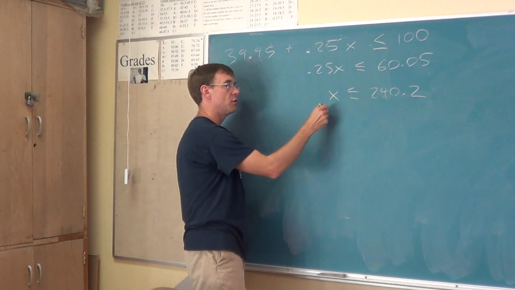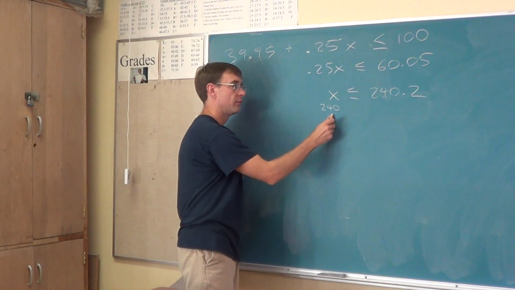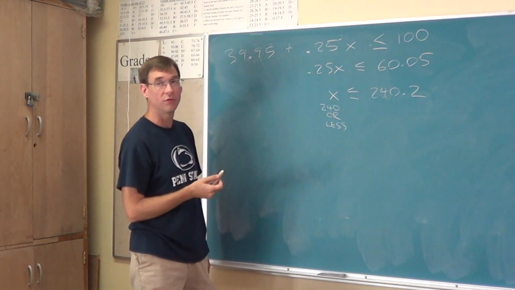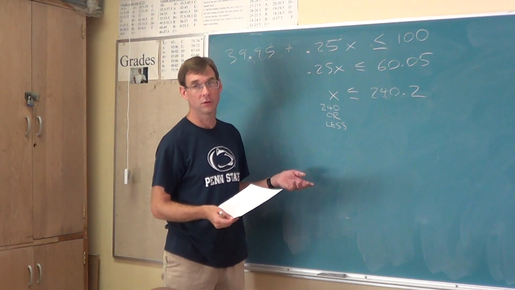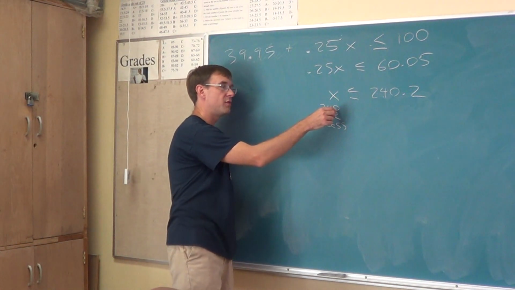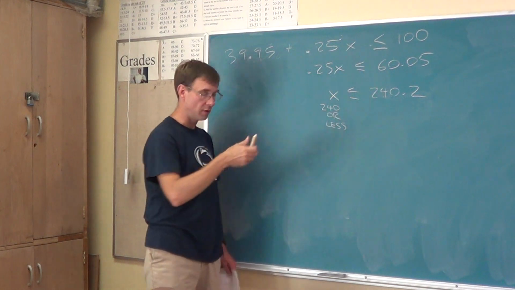240.2, for this to be a true thing, we would need to stick with 240 or less. You don't have to drive the full 240. If you want to stay within budget, you could drive 0 miles, 1 mile, 2 miles, 3 miles. You could go as high as 240 miles. But if you go one speck above 240, they'll charge you for 241 and you don't have enough money to pay the bill.